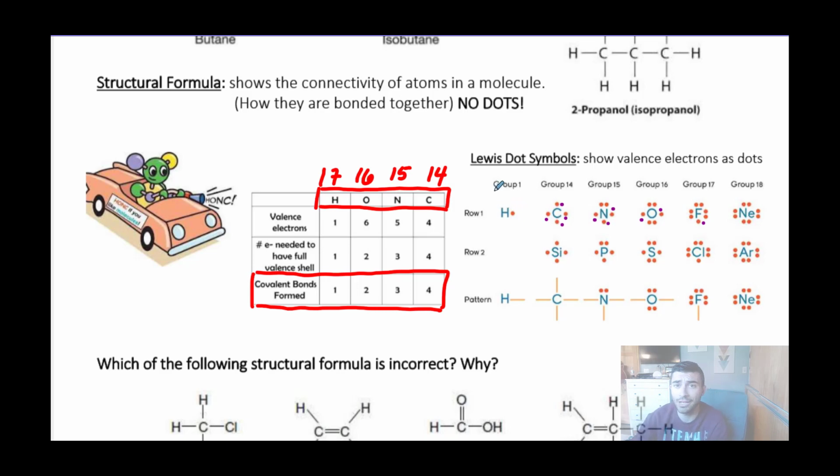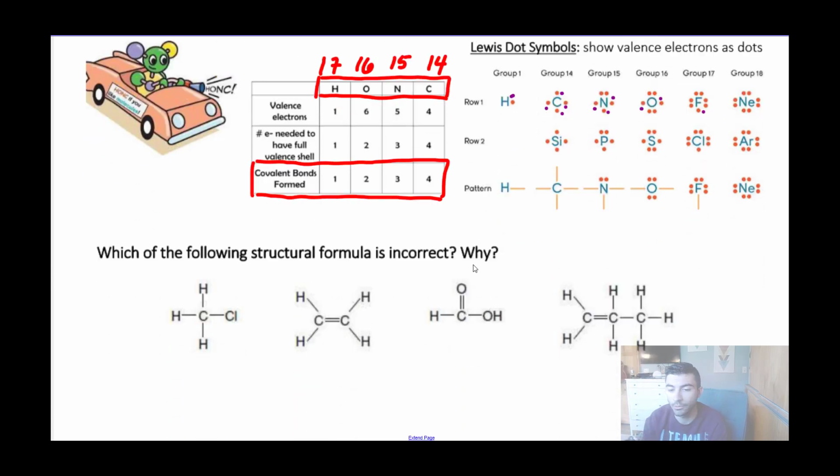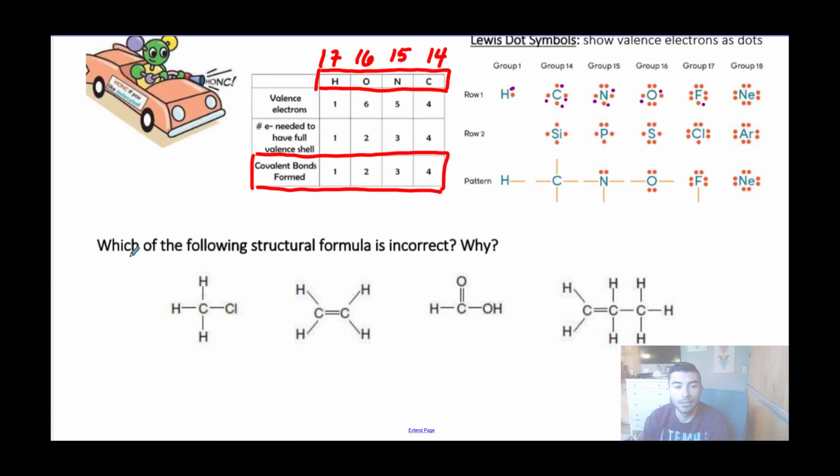Hydrogen is sort of the loner and an exception to the octet rule. It bonds once because it's okay with just having 2 electrons. Remember that 1 valence electron is in the first shell, and that first shell can only hold 2, so it's stable with those 2. All right, an example here.